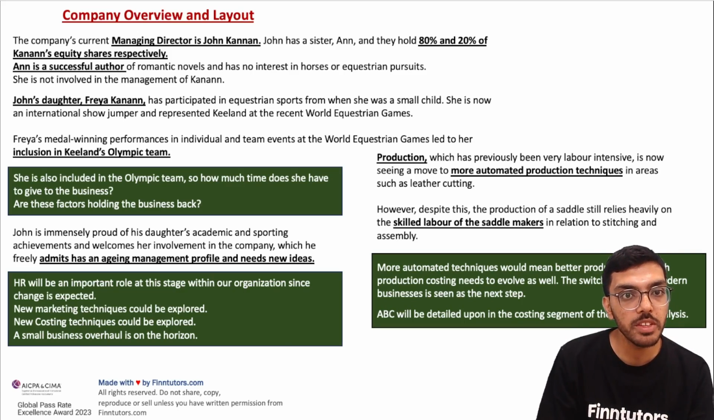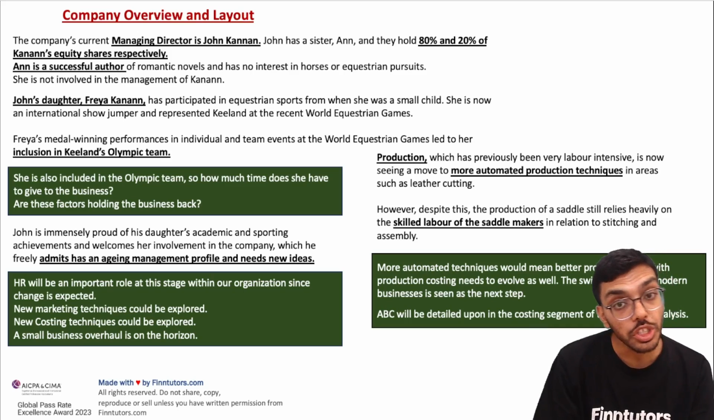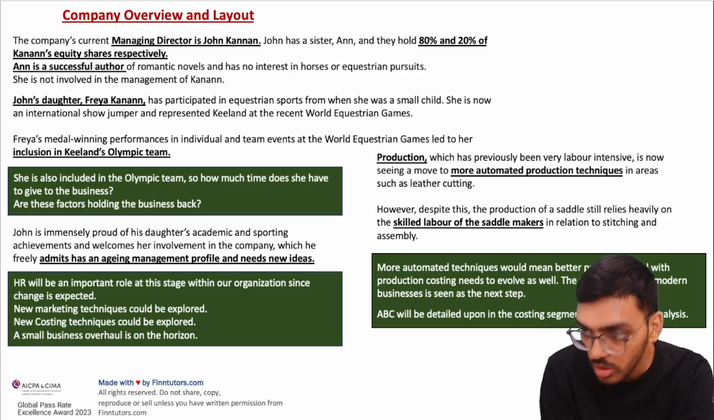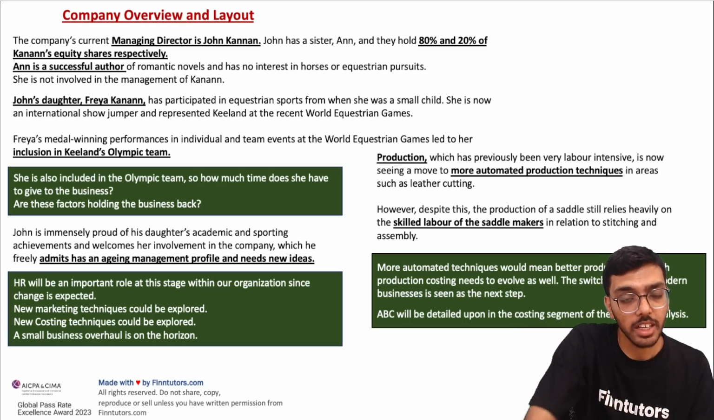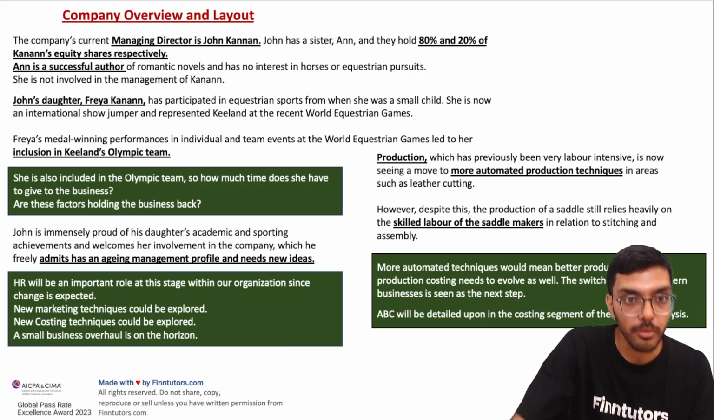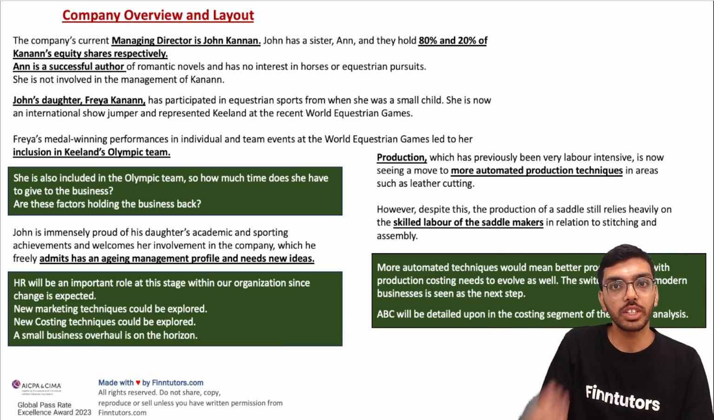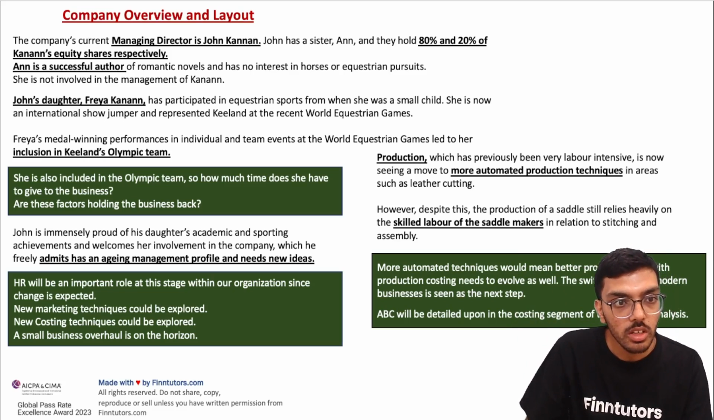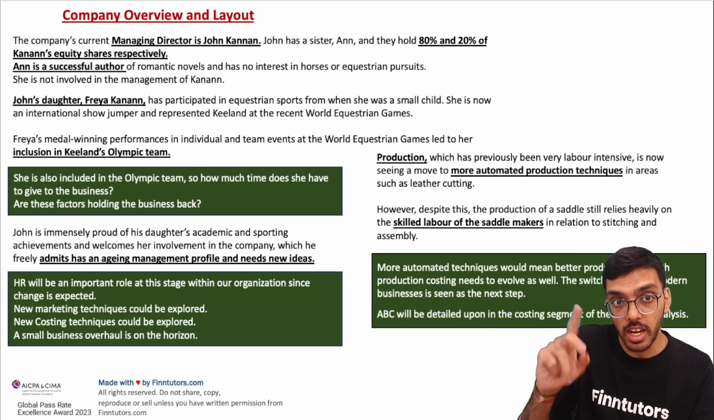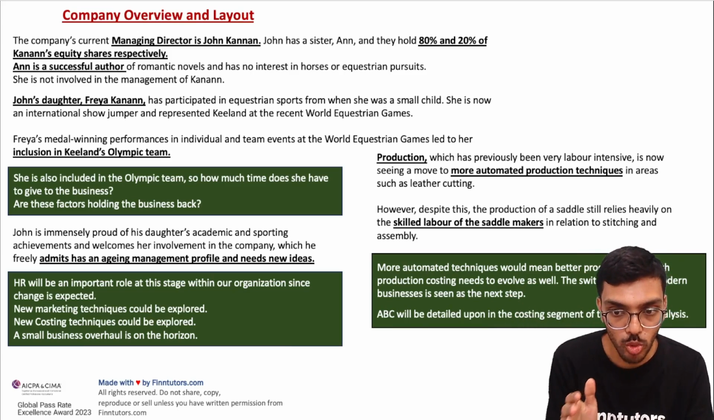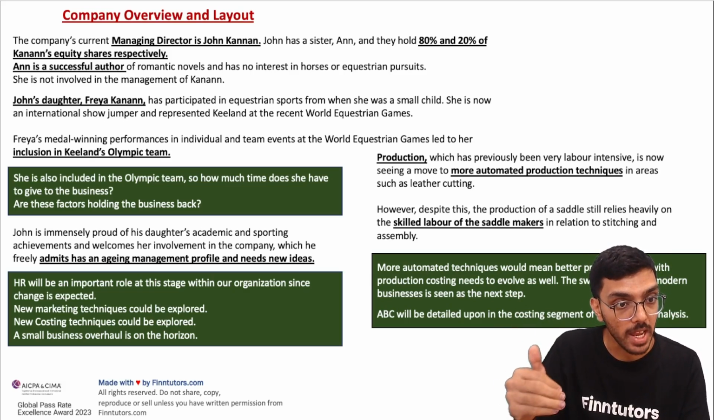Freya's medal-winning performances in individual and team events at the World Games led to her inclusion in Keeland's Olympic team. So she's included in the Olympic team. She's actively participating in her horse riding activities and training and then performances. So again, think, how much time does she have to give to the business? Are these the factors which are holding the business back? Again, family owned business has its own advantages but disadvantages as well.